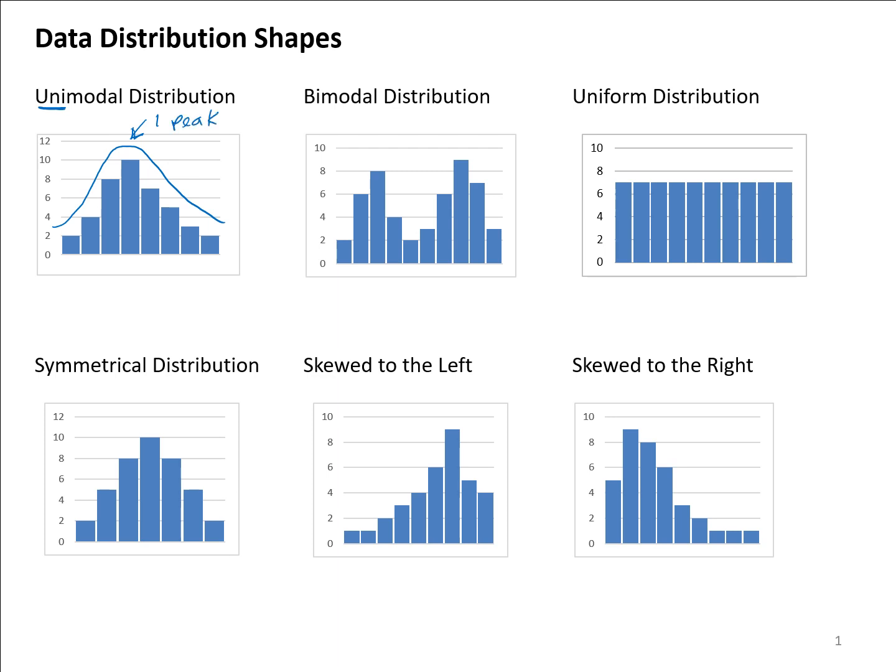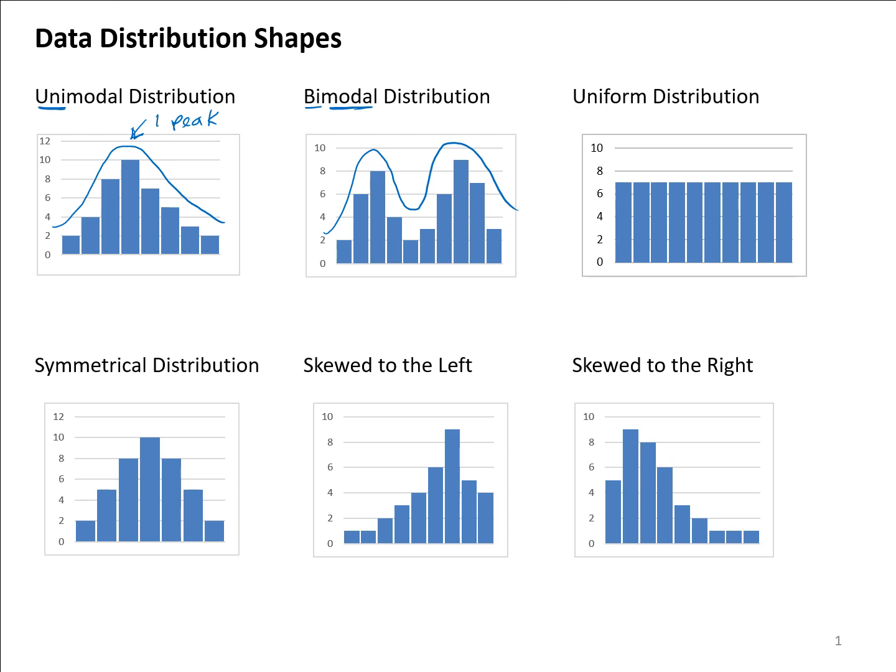But not all data has a single peak. You might have data with two peaks. When we have two peaks, we often refer to that as bimodal, because bi for two, modal peaks, two peaks. You could have trimodal data, but often when we get beyond two peaks, we just say it's multimodal data.